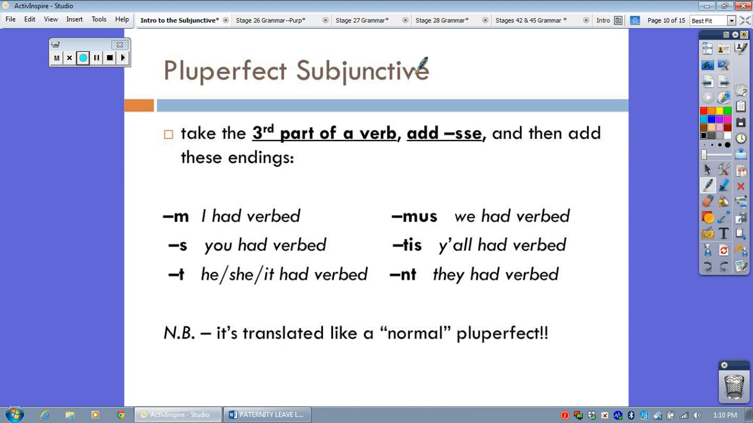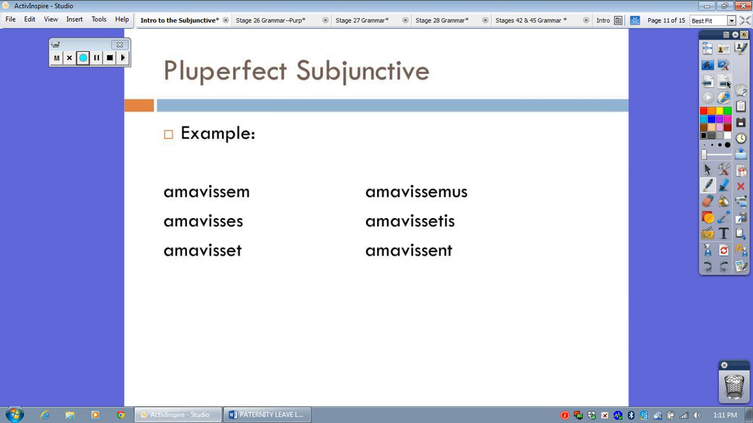And then the pluperfect subjunctive, this is easier to spot because it always has s-s-e added to the third part of the verb, and then it will be followed by one of these endings, m, s, t, mus, tis, nt. And same deal. It's still translated as had verbed, just like a normal indicative pluperfect. Once again, the only difference is in the spelling, and the subjunctive spelling is used when it's in a dependent clause to express some sort of vagueness, and the indicative spelling is used when it's expressing a fact or an actual statement. So there is what the verb amo, amare, amavi looks like in the pluperfect subjunctive. See how it has the SSE everywhere.